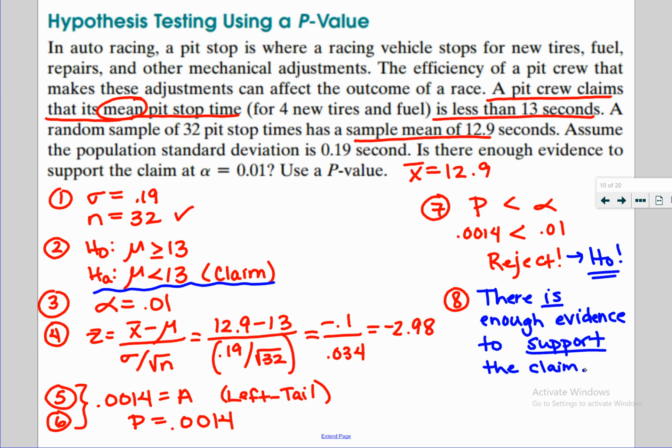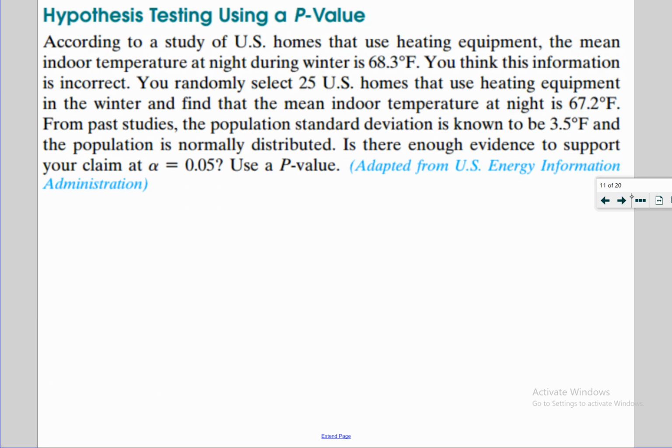Putting it all together. Okay. Let's do another one. According to a study of U.S. homes that use heating equipment, the mean indoor temperature at night during winter is 68.3 degrees Fahrenheit. You think this information is incorrect? You randomly select 25 U.S. homes that use heating equipment in the winter and find that the mean indoor temperature at night is 67.2 degrees. From past studies, the population standard deviation is known to be 3.5 degrees Fahrenheit, and the population is normally distributed. Is there enough evidence to support your claim at a level of significance of 0.05?